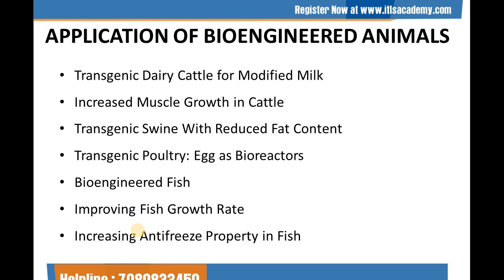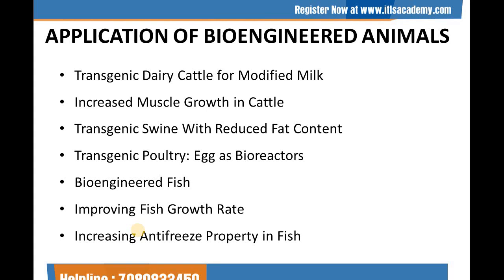Let's see the applications of bioengineered animals. Talking about the first point, the transgenic dairy cattle for modified milk. Bovine milk is well known as an ideal food for humans as it contains a balanced amount of vitamins and minerals such as calcium and is also a good source of essential amino acids.